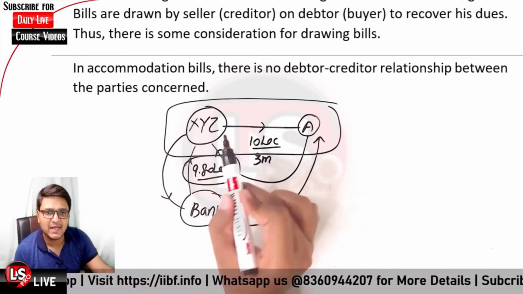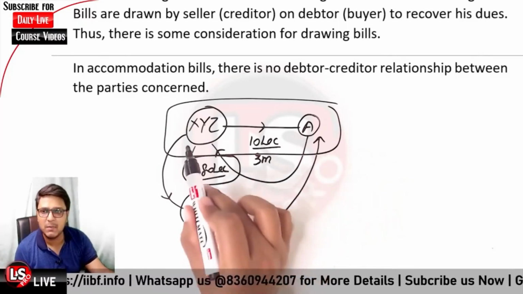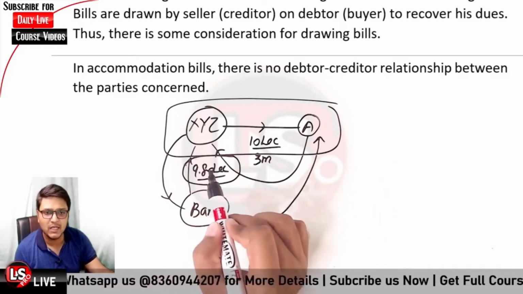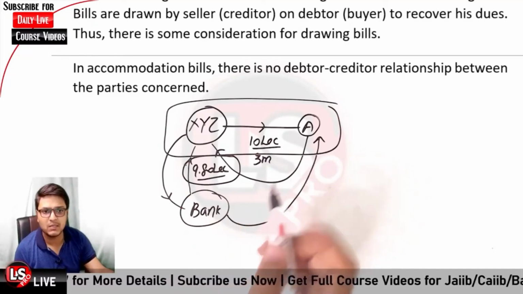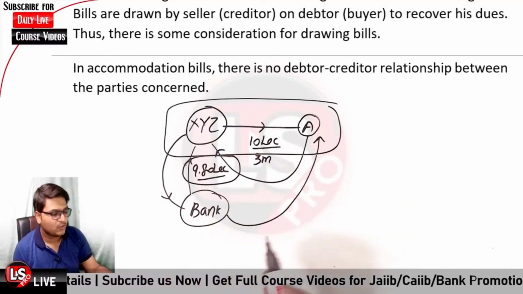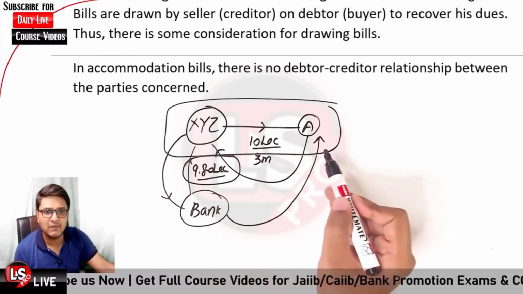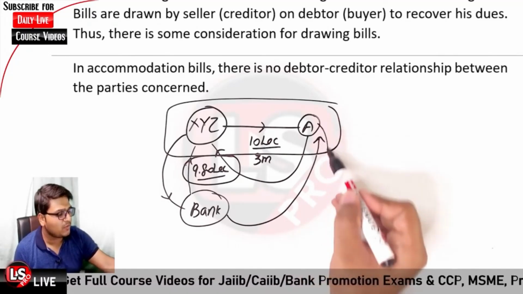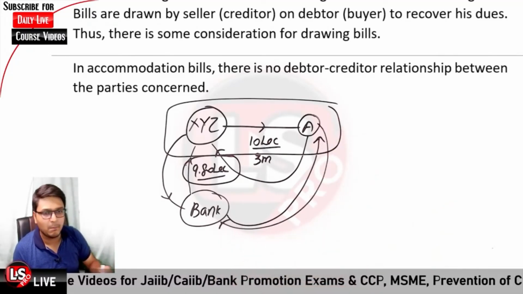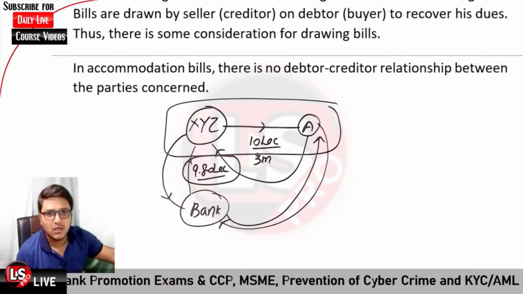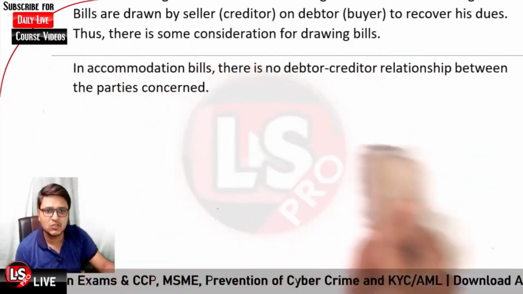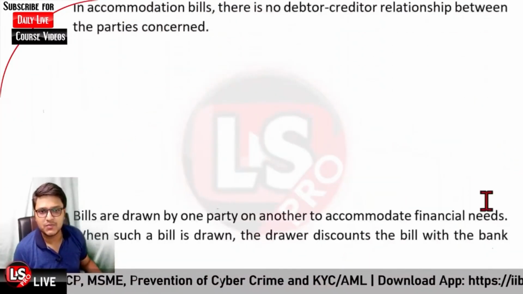It may be the case that XYZ and A may be dividing this particular money as per their agreement or as per their promise in between, but it is not known to the bank itself. So the bank would be presenting the bill after the due date and A would have the liability to pay the amount to the bank. Okay, so that is the case of accommodation bills.